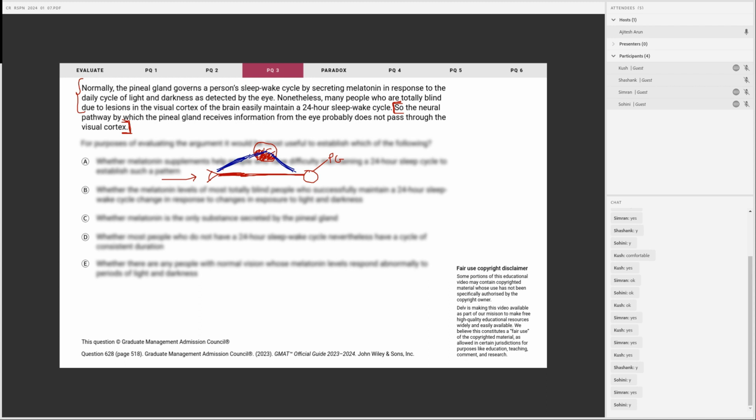Quick check, is everyone comfortable with the argument that's been given to us before we head to the correct option? Okay, I think I've got a yes from Simran. How about the rest of us? I think Shohini has possibly also confirmed. Perfect. So I think everyone's comfortable with this. Awesome. Now let's move on to option B directly.